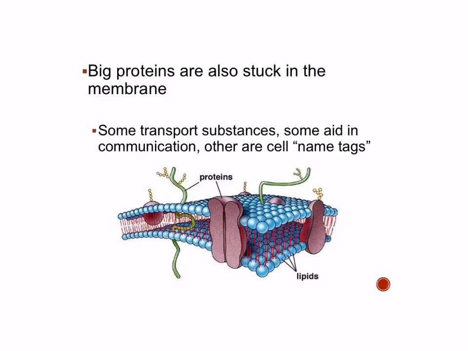Also, we find in the cell membrane some large proteins stuck in there. Some of these proteins transport substances so they can form a passageway so that substances can come through or go out, go in. Some of them allow the cells to communicate with one another, such as these proteins sticking out here and here. They're like little cell name tags, these ones too, sticking out, like little cell name tags, so that cells can talk to each other and they know who they are. And believe it or not, cells really do that. They talk to each other and communicate with each other.